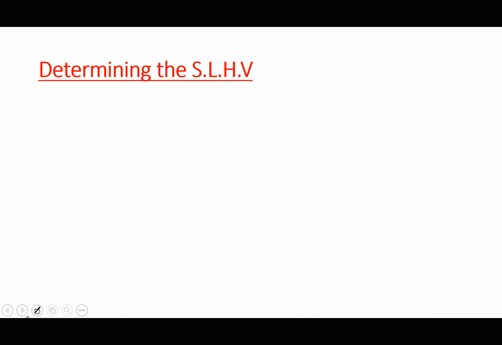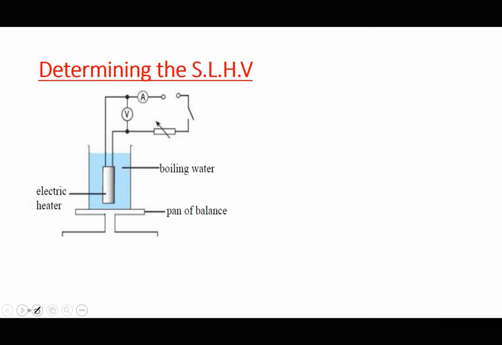We shall need the mass of water which has evaporated, but that is very hard. You can't really measure water which has evaporated directly, but you can measure the mass of the water before, and you also measure the mass after some time. The difference in the mass will be equal to the mass of water which has boiled away. So let's think of a simple apparatus as such. We have boiling water and an electric heater. We don't need the temperature here. All we need is the mass.